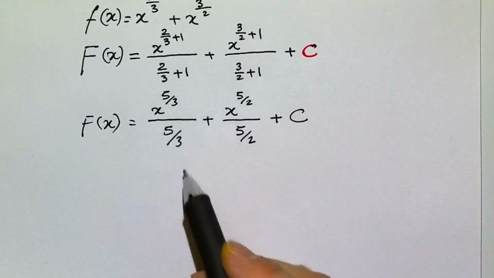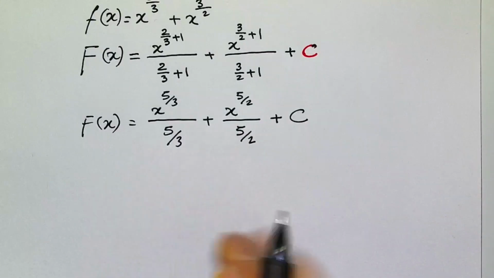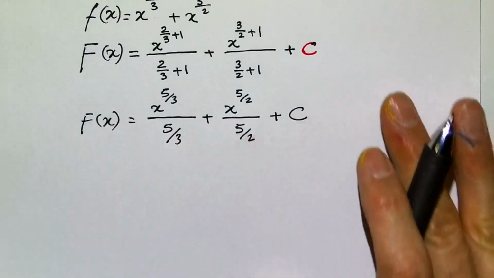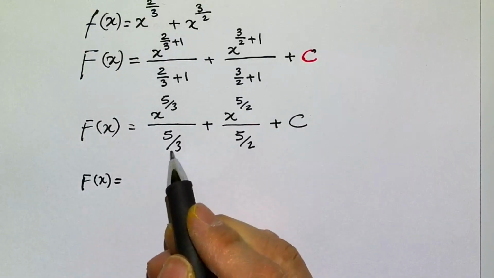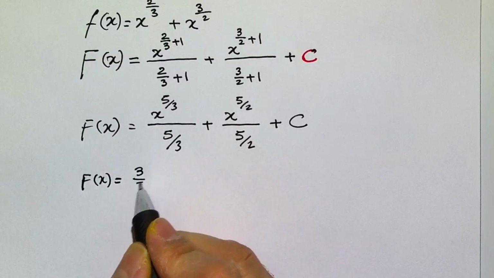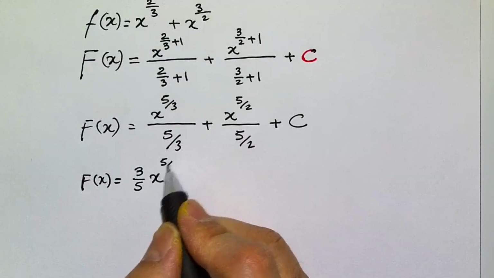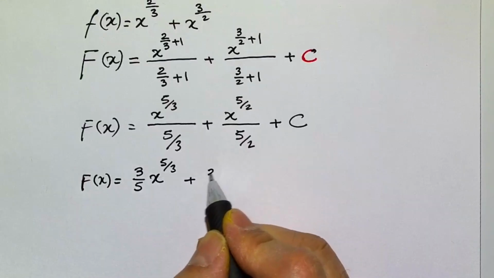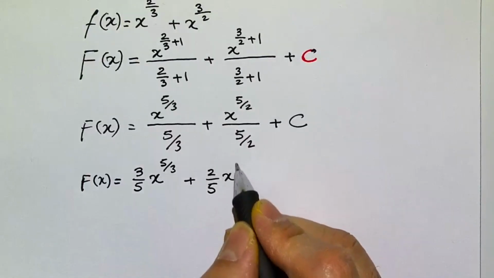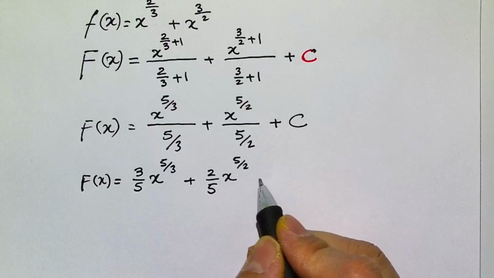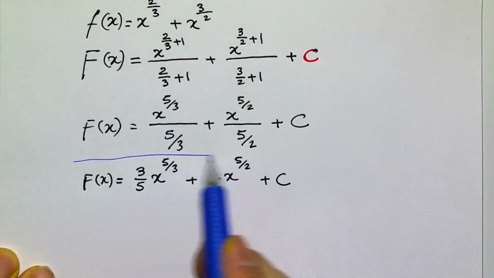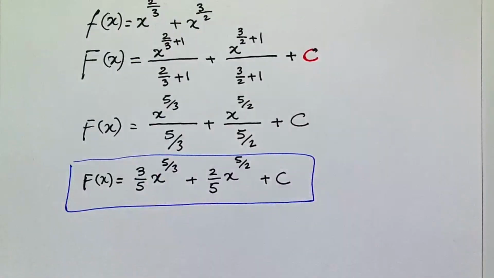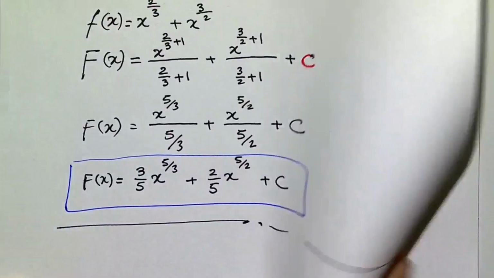So let's simplify these complex fractions, and we get as follows. We get 3/5 times x to the 5/3 power plus 2/5 times x to the 5/2 power, of course, plus C. Okay, so here's our antiderivative. Let's do another example.